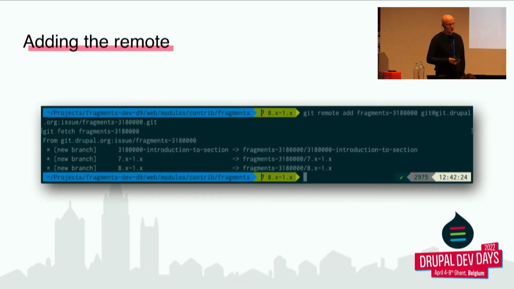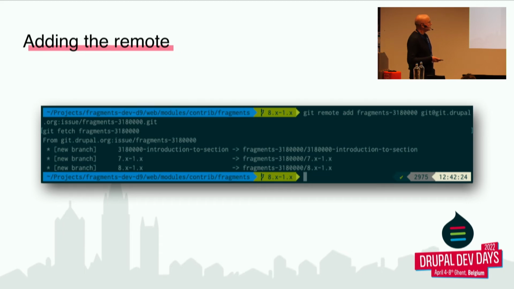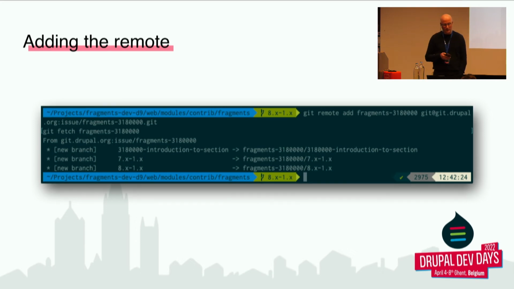If you do that, it'll look something like this. This is where those instructions were copied and pasted into a terminal. No, you don't see it adding the actual remote, but you do see it fetching. And you also might notice that the issue fork also has all the branches from the original clone, because obviously it's a fork, so it will have those branches as well.